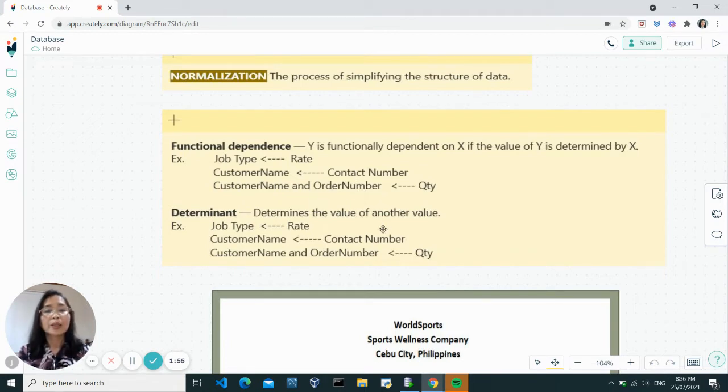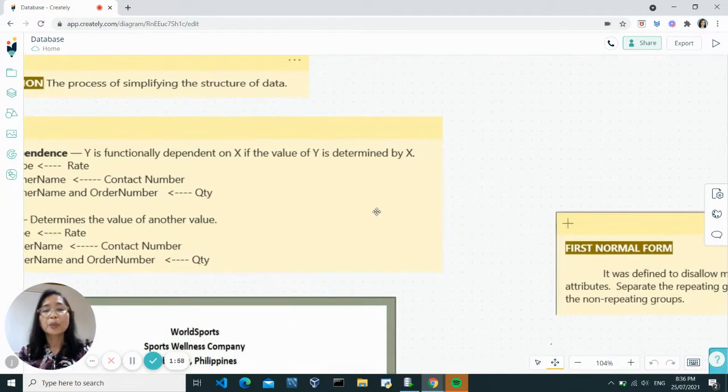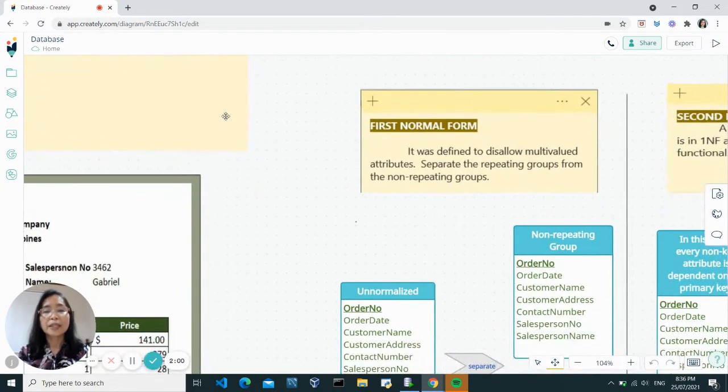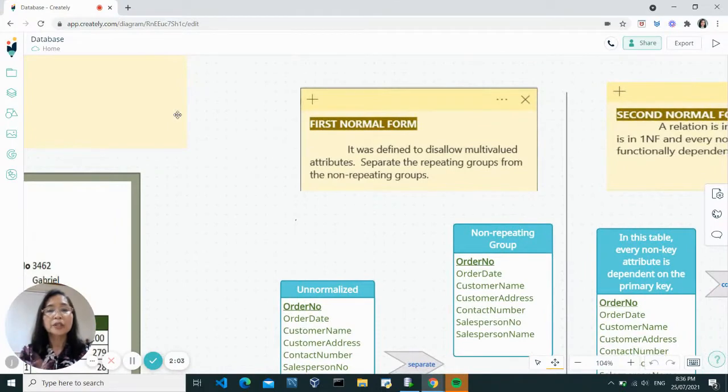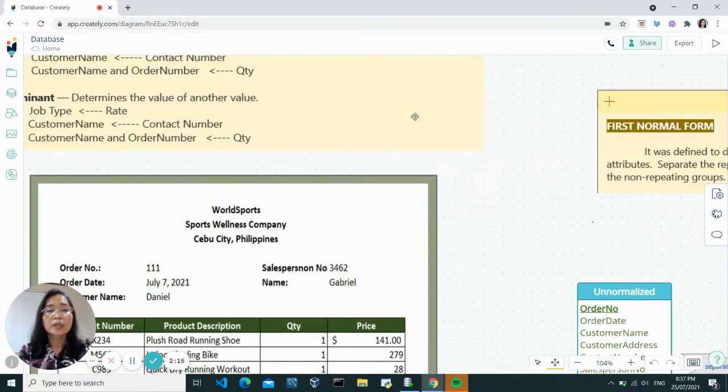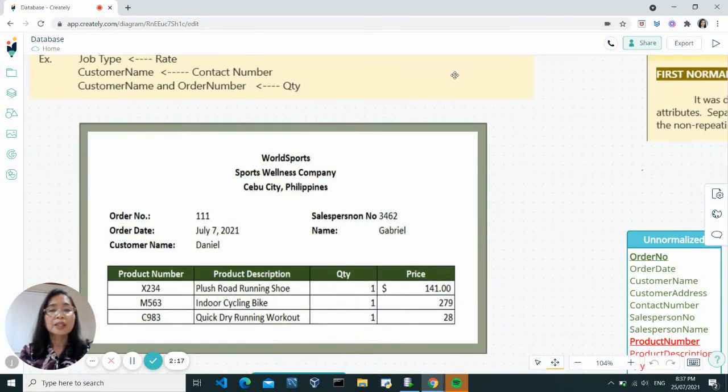Okay, so with that understanding, let's go through the process of normalization. Now, the first normal form was defined to disallow multi-valued attributes. That is, you separate the repeating groups from the non-repeating groups. So from our form, it is very clear what the non-repeating groups are, and these are the repeating groups. So you just have to separate that in two tables.